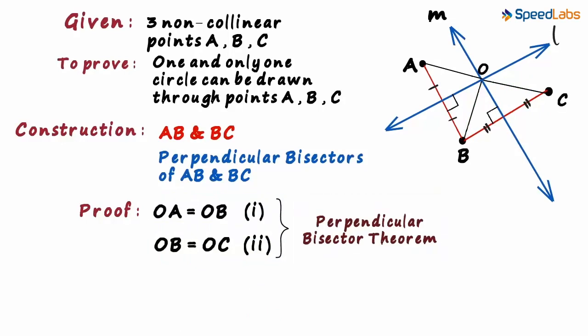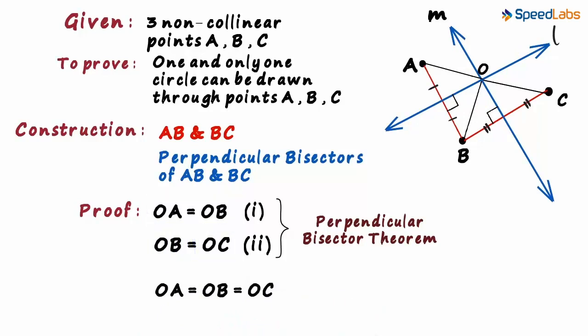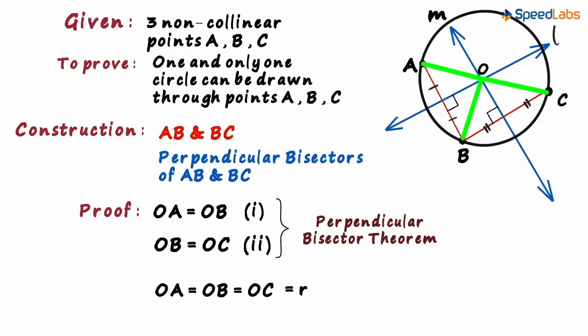That's it. It's almost proved. Look at these 2 equations. OA is equal to OB and OB in turn is equal to OC. What does that tell us? Yes, all 3 are equal to each other. From equations 1 and 2, we can say that OA is equal to OB is equal to OC. That's exactly what we wanted. Let them be equal to the radius r. This will be a circle with radius r that passes through points A, B and C. The theorem says that if we have 3 non-collinear points, there will be exactly one circle which passes through all of them.